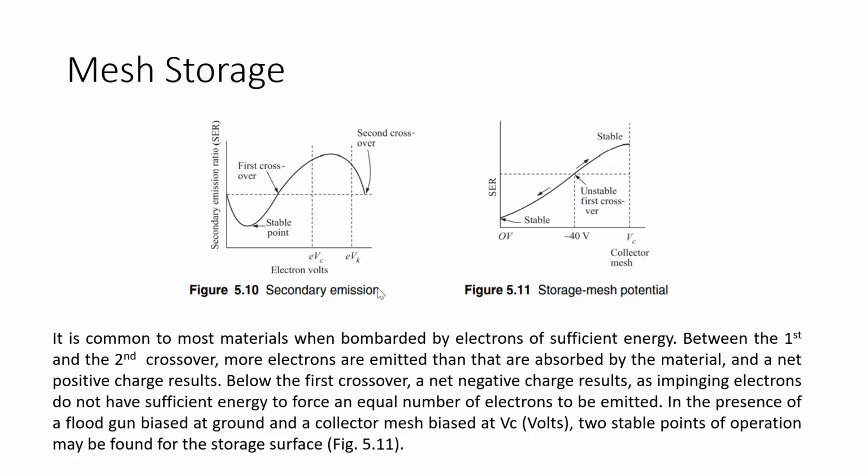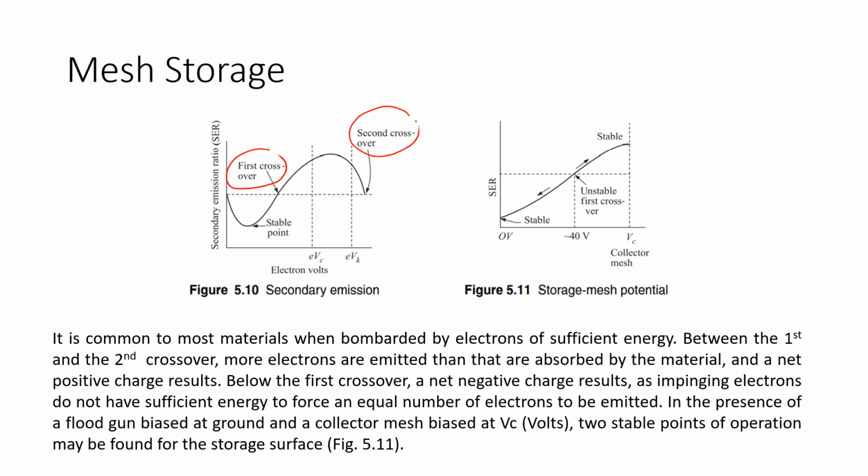In figure 5.10, most materials, when bombarded by electrons with sufficient energy, behave as follows. You can see this is the first crossover, and then we have the second crossover. Between the first and second crossover, more electrons are emitted than are absorbed by the material, and a net positive charge is the result.